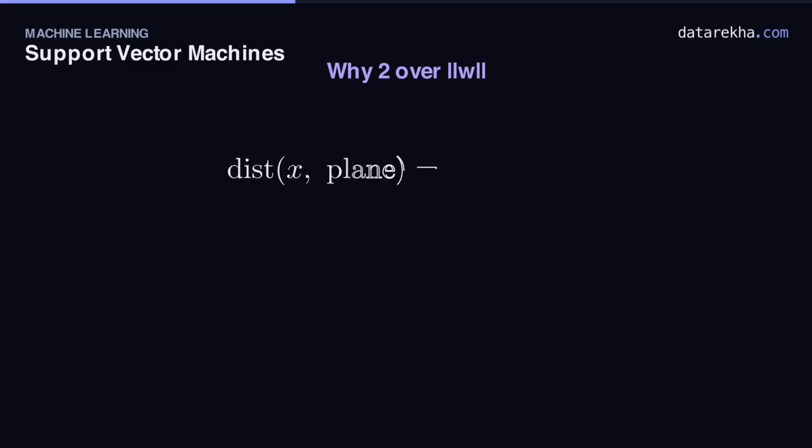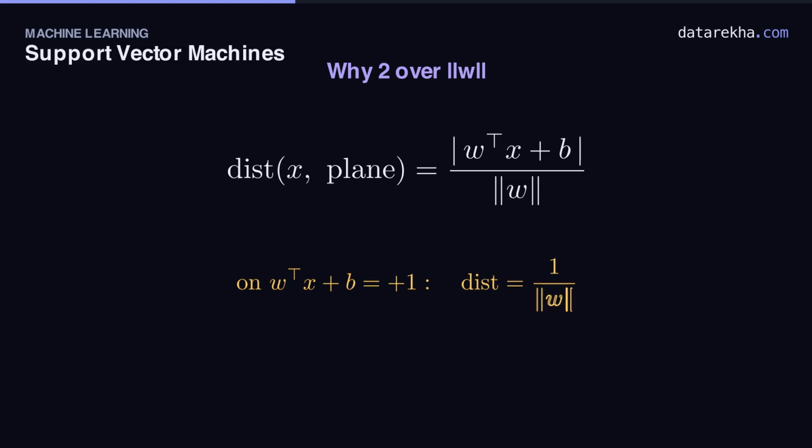Now let's measure that street exactly. The distance from any point to the plane is the score, the size of W dot x plus b, divided by the length of W. That division by the norm of W is what turns a raw score into a true geometric distance. Take a point sitting right on the +1 margin line. There the numerator is exactly 1, so its distance to the boundary is 1 over the norm of W. A point on the -1 line? By the very same reasoning, also 1 over the norm of W.